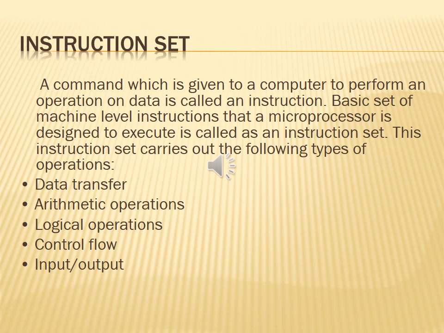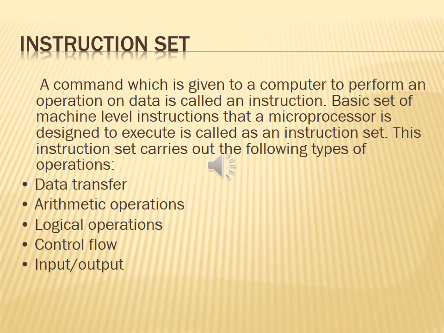Instruction set. A command which is given to computer to perform an operation. Data is called an instruction. Basic set of machine level instruction, you know the machine level instruction, zeros and ones, that the microprocessor is designed to execute is called an instruction set. This instruction set carries out the following types of operation: data transfer, arithmetic operation, logical operation, control flow, and input output. Okay.